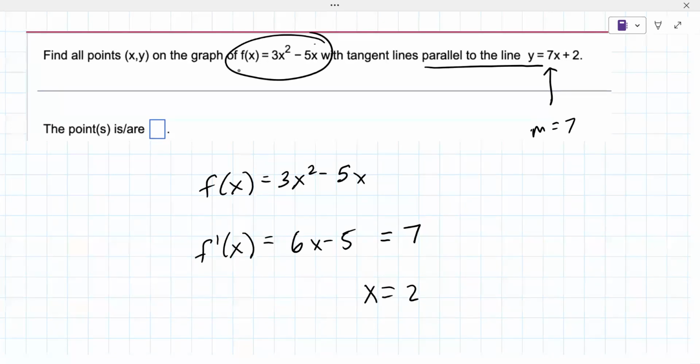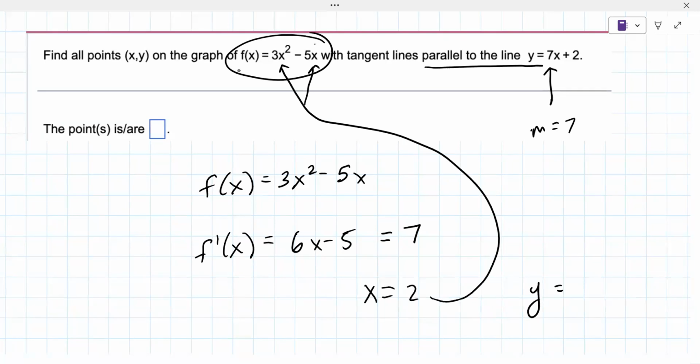So that's the x value. To get the y value, you have to put 2 back into this equation for x. Could you do that for us, please? It's 2. Well, yes, it is. y equals 2. So that is your ordered pair, 2 comma 2.